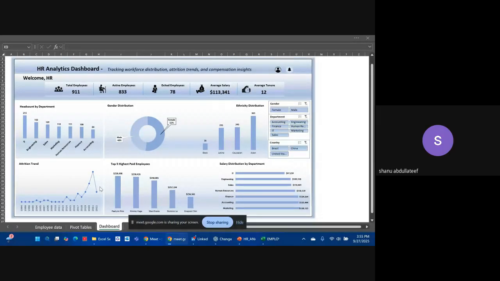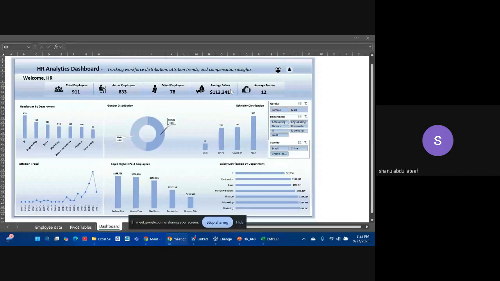So overall, our major KPIs were the average salary, where we have $113,341, and the Asian taking the largest part of the ethnic group. And the attrition continues to increase from that period of 2019.